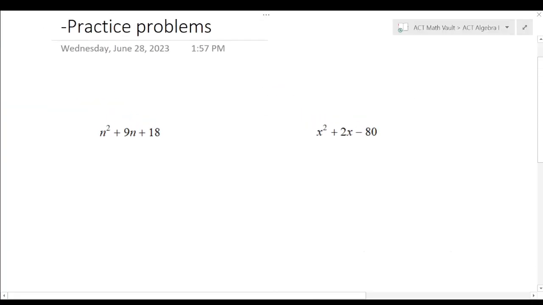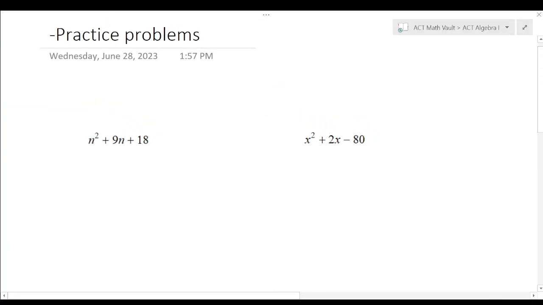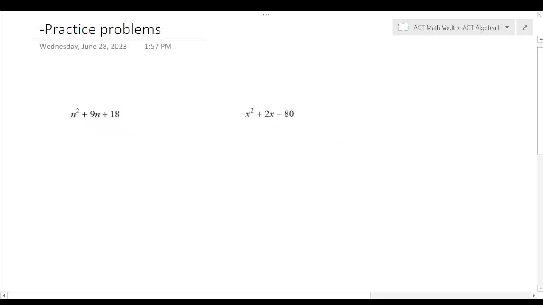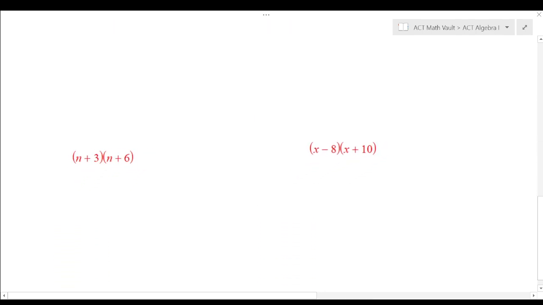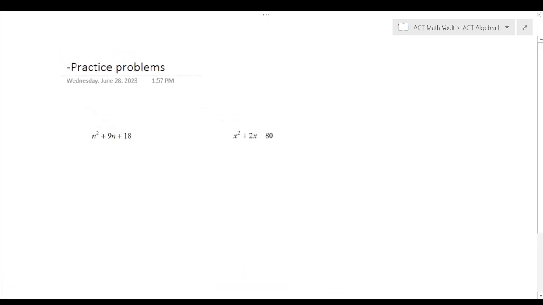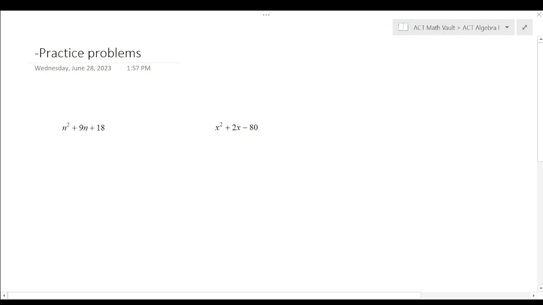All right, let's try some practice problems. Here they are. Why don't you go ahead and pause the video if you would like to take some time before you see the answers. All right, answers are 3 and 6, and then -8 and 10 should have been the numbers that you need for those.